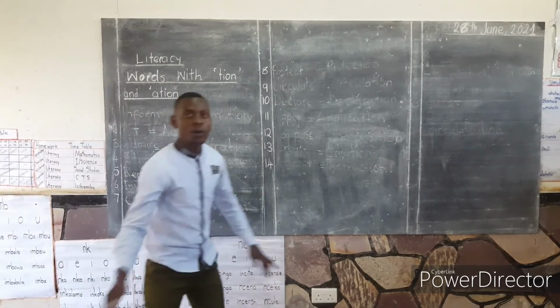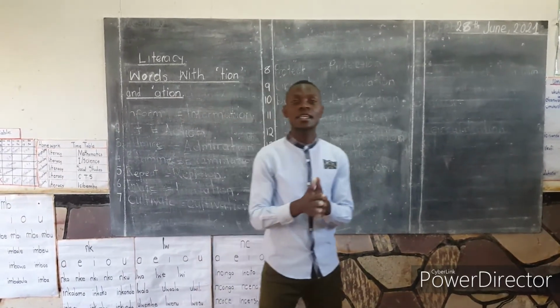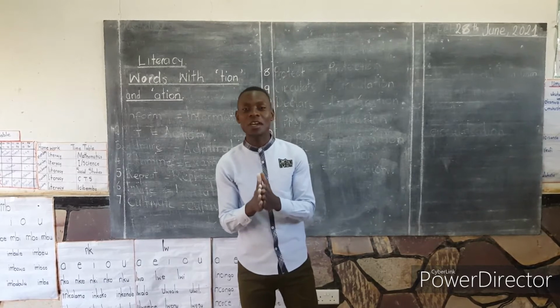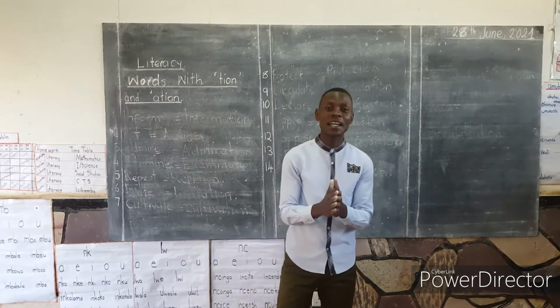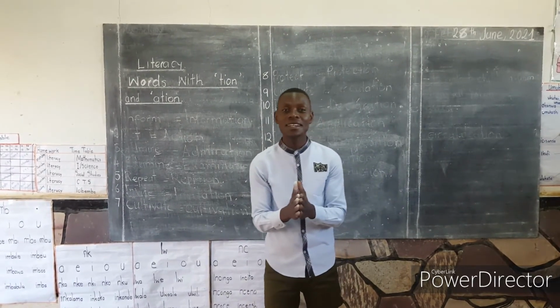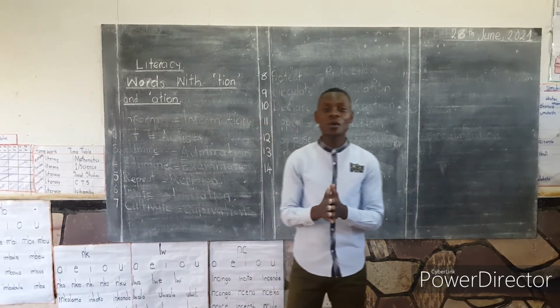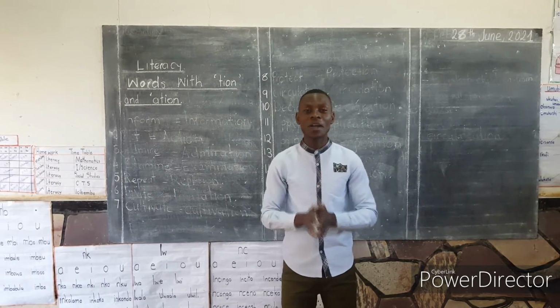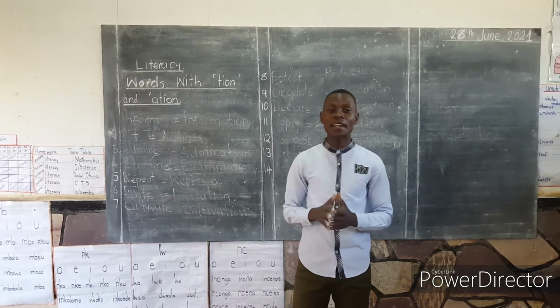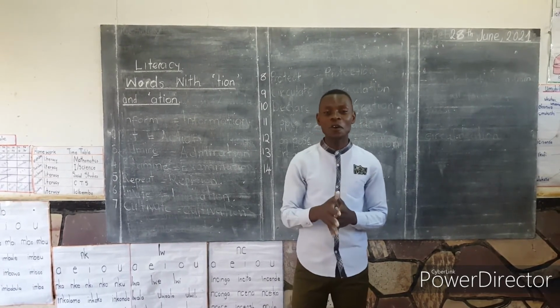Okay, there we go. Who can spell the word declaration? Yes? Very good. Clap for her. Who can spell the word attraction? Very good. Clap for him.